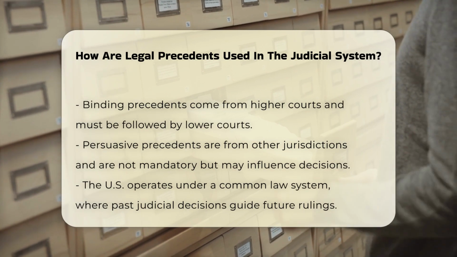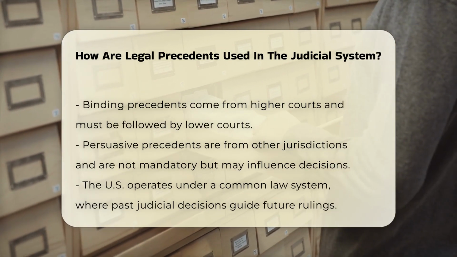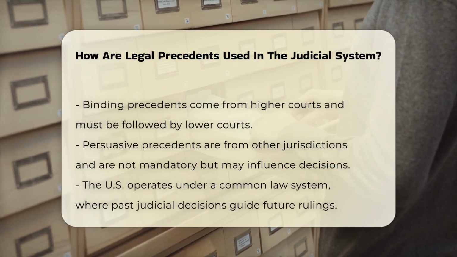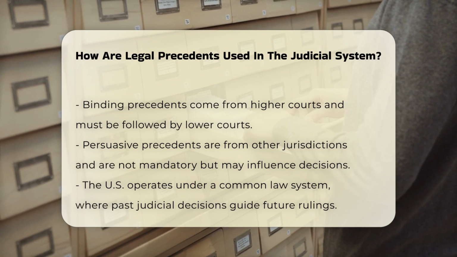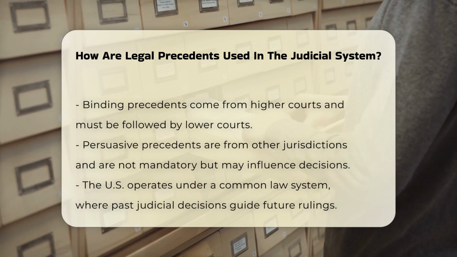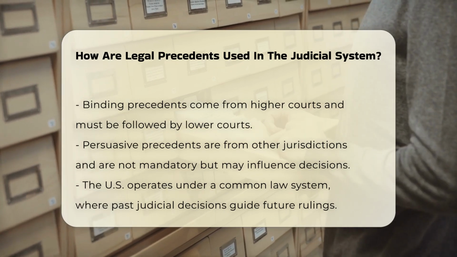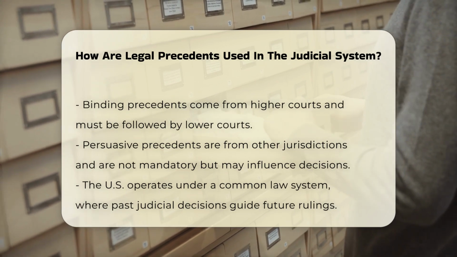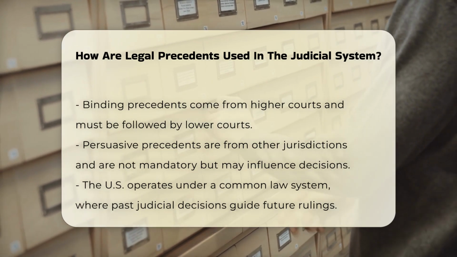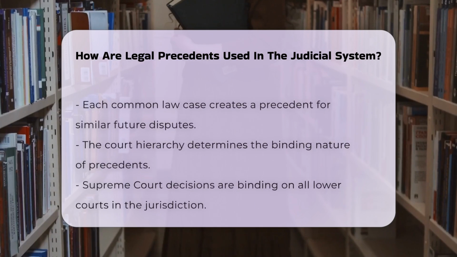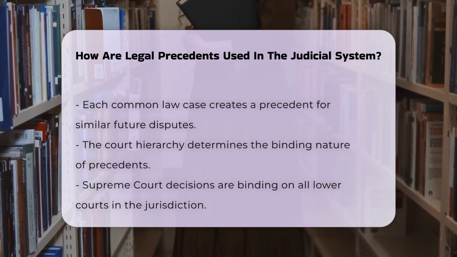Application in common law. The U.S. operates under a common law system where judges make rulings based on previous judicial decisions. Each case decided by a common law court becomes a precedent or guideline for subsequent decisions involving similar disputes. This system allows the law to adapt to new situations not contemplated by the legislature.